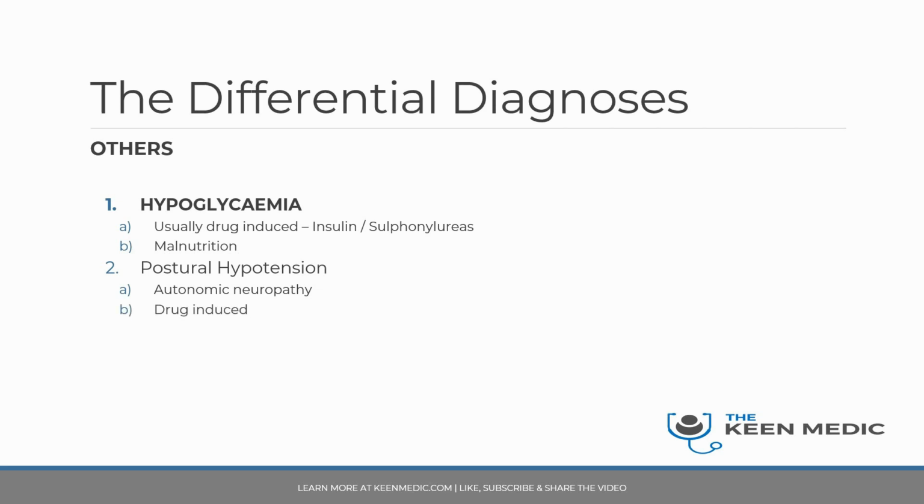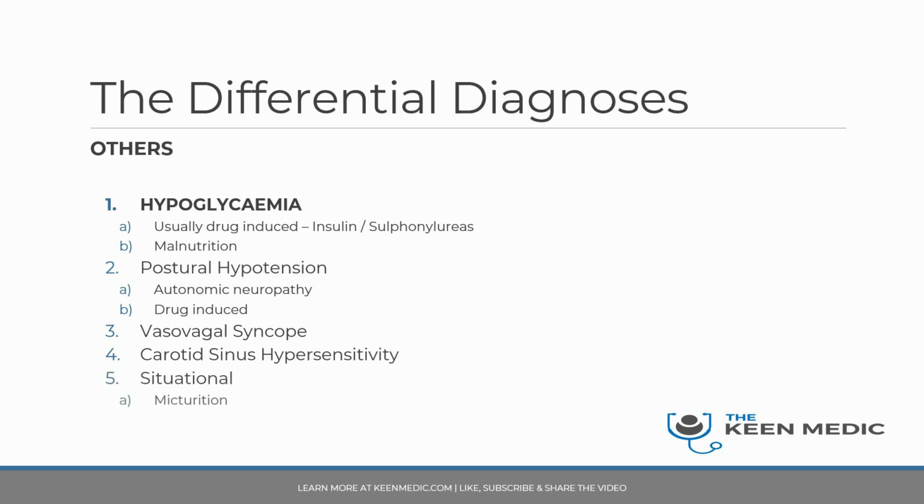It can also be drug-induced, like some TB medications, for example, and chemotherapy medications can cause neuropathies that can cause postural hypotension. Vasovagal syncope is, of course, something that can happen in anyone, literally. Carotid sinus hypersensitivity happens when you turn the head and suddenly they collapse. Situational, typically micturition or cough. So when someone's passing urine or when they cough.